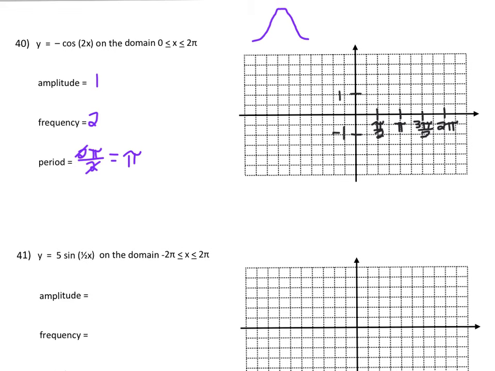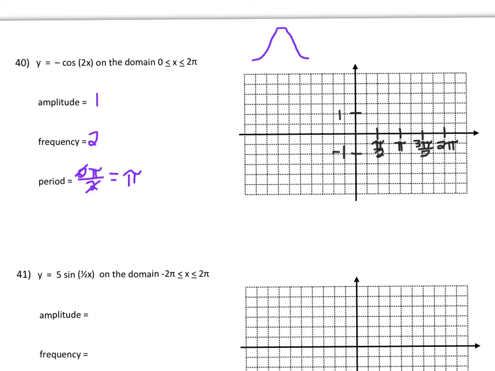Okay, so since our frequency is 2, we're going to be fitting not just one, but 2 of these between 0 and 2 pi. So if we can fit 2 of these between 0 and 2 pi, it means we're going to fit one of them between 0 and pi. And that's why our period is pi. The period is the horizontal length of one cycle. So it takes us pi units to finish one of these cosine curves.